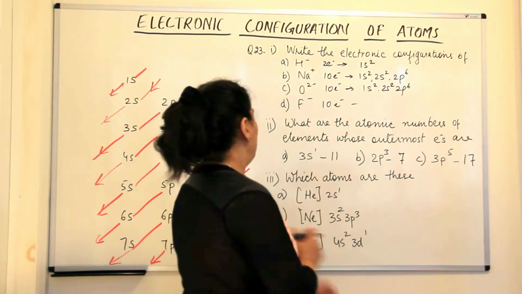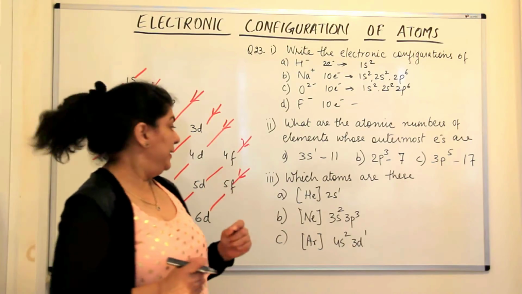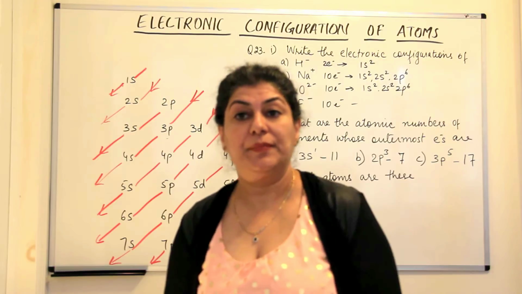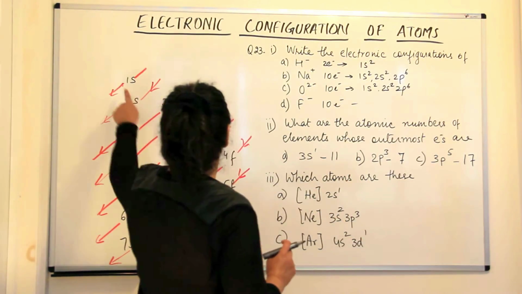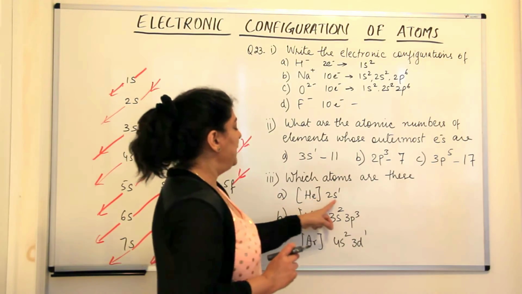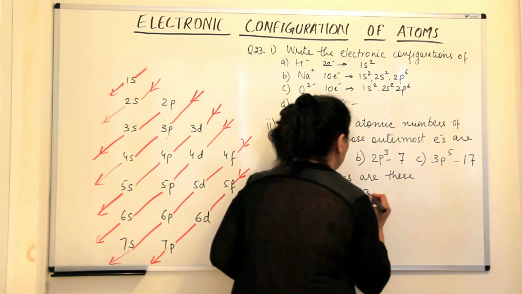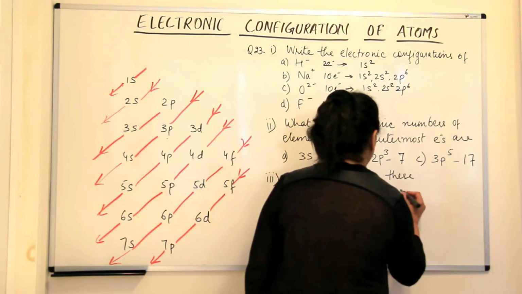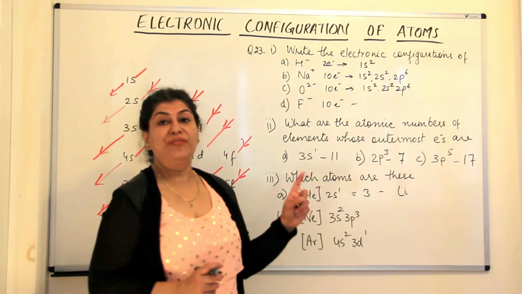Now the third part of the question, which atoms are these? Helium, 2s1. The core configuration is of helium. Helium has 2 electrons. So it means 2 electrons are in 1s and 2s has 1. So it means the atomic number here is 2 plus 1, 3. If the atomic number is 3, look at the periodic table. The third element is lithium. So this is lithium.